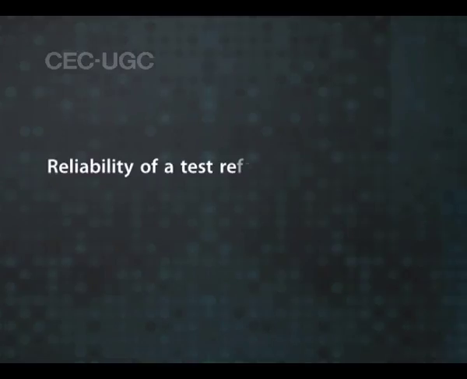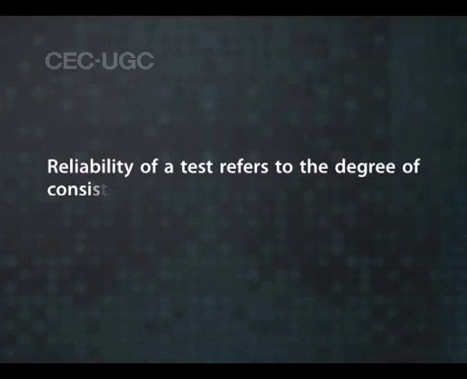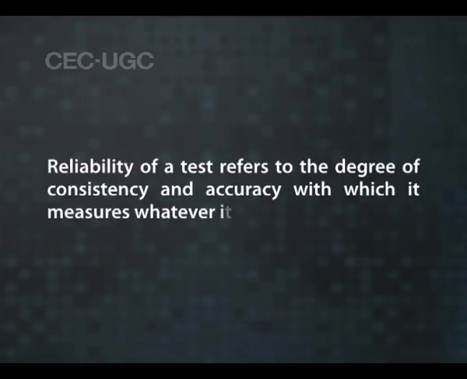Reliability. Reliability of a test refers to the degree of consistency and accuracy with which it measures whatever it measures. Reliability is the degree to which a true measurement of an individual is obtained when an evaluative instrument is used. The reliability or stability of a test is usually expressed as a correlation coefficient.